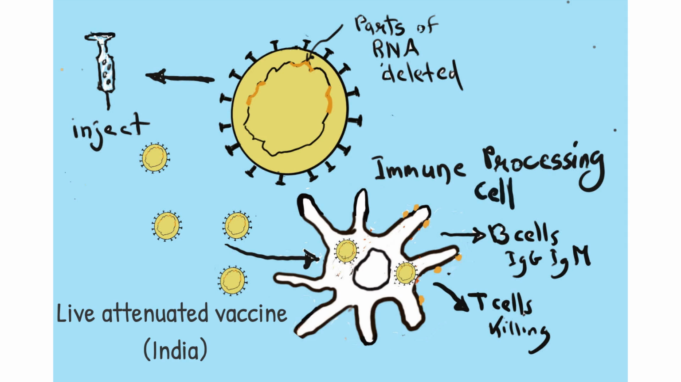The third strategy being used is to create a live attenuated or weakened virus that has parts of its RNA deleted so it no longer can cause significant disease. The virus will be injected and is expected to induce immune responses without causing significant harm to those vaccinated. There is limited data on the vaccine, which is being manufactured and studied in India.